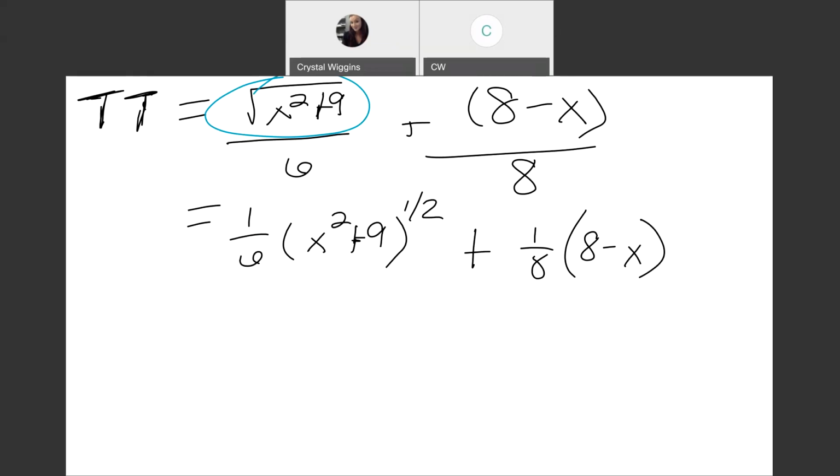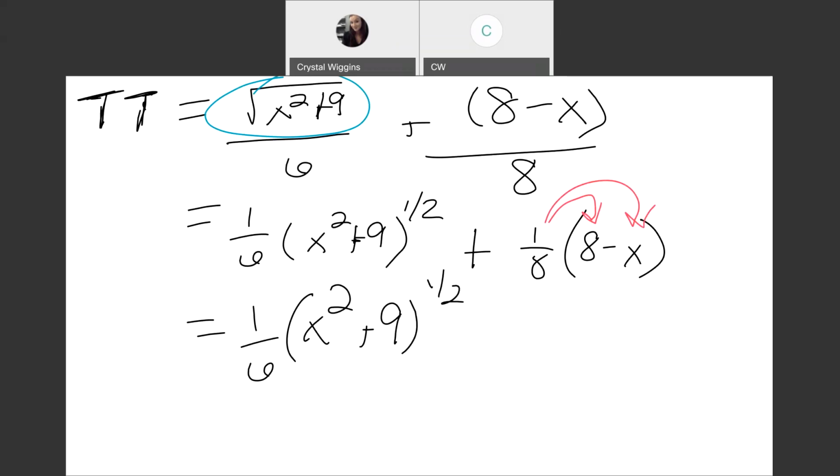So we're still going to want to distribute this 1/8 in. We're pretty good there. All right, so the final setup ready for the derivative: 1/6 times x squared plus 9 raised to the 1/2 power, not the square, plus 1 minus 1/8 x. Okay, now we're ready for the derivative.